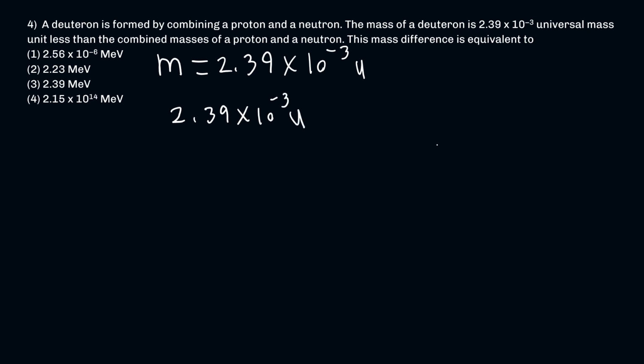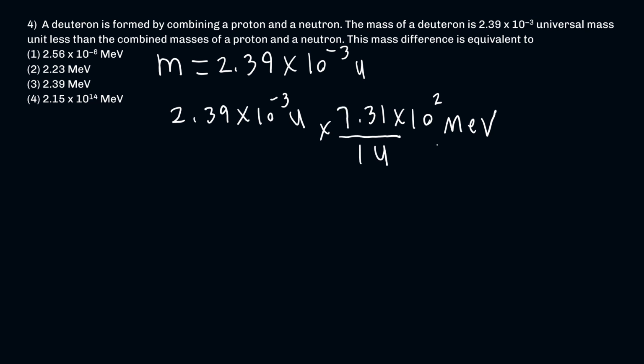And you have here U for universal mass unit. All I want to do is get rid of this unit. So I'm going to put 1 U on the bottom, and I'm going to put my conversion factor on the top, which is going to be 9.31 times 10 to the second mega electron volts. So I fix this 9 so it doesn't look like a 4.